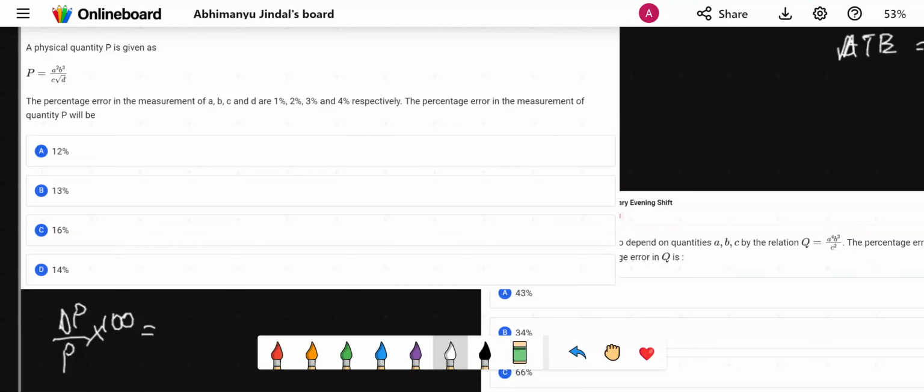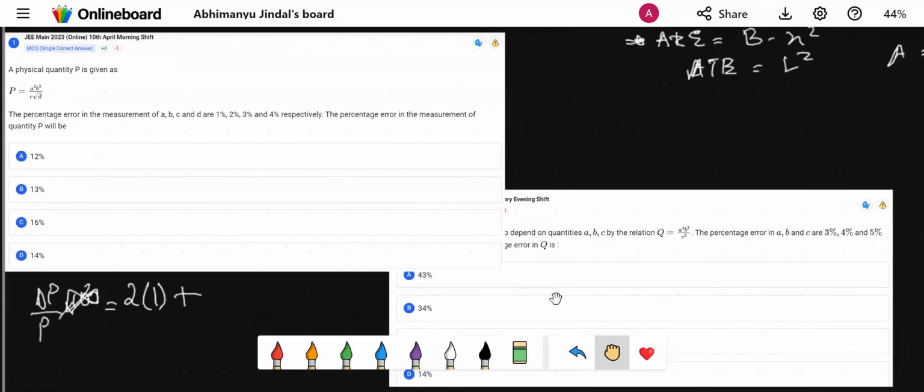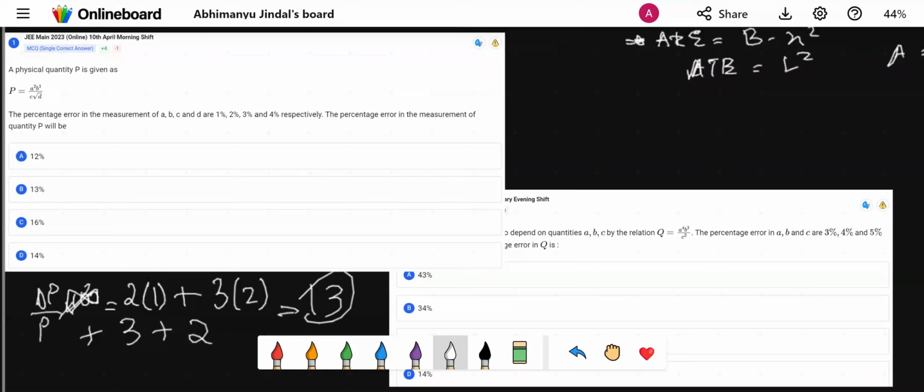Percentage error of A is 1, so 2 into 1 plus, well, 100 can be cut because it doesn't matter as long as we use percentage error. So it's 2 into 1 plus 3 into 2 plus 3 plus 2. So this is 2 plus 6 plus 3 plus 2, which is 13%. And there you go.